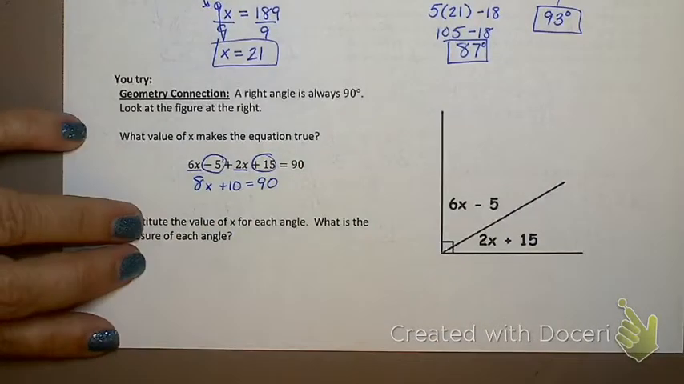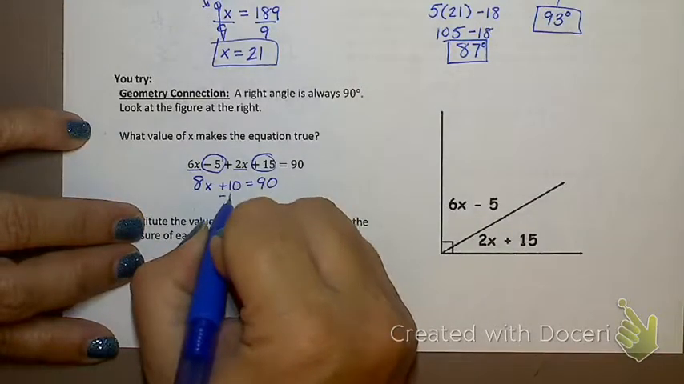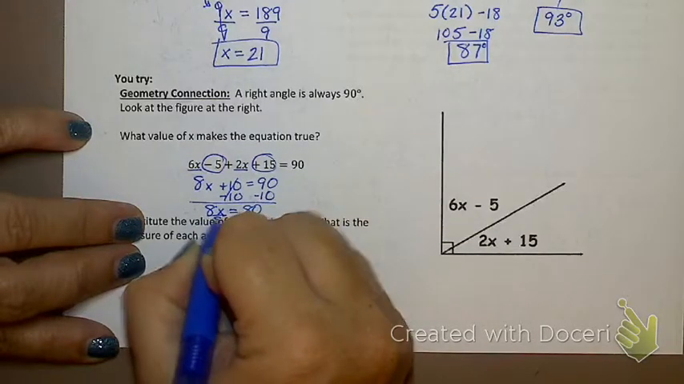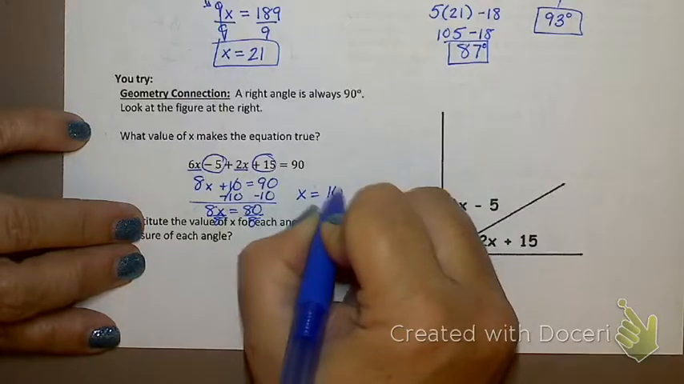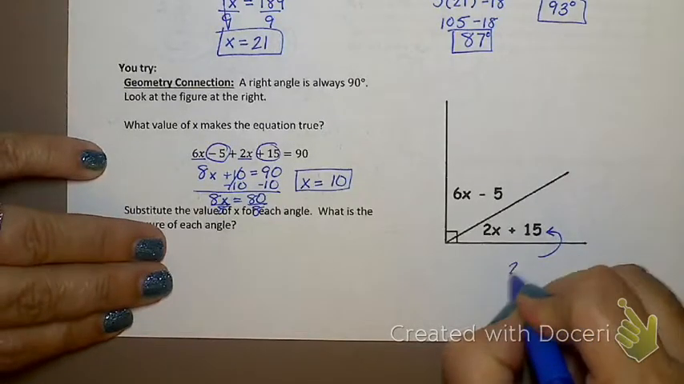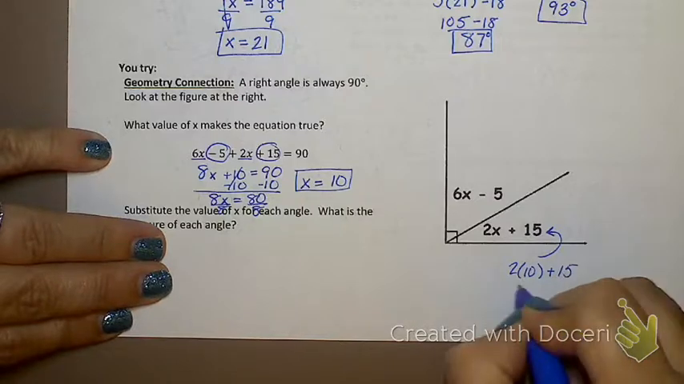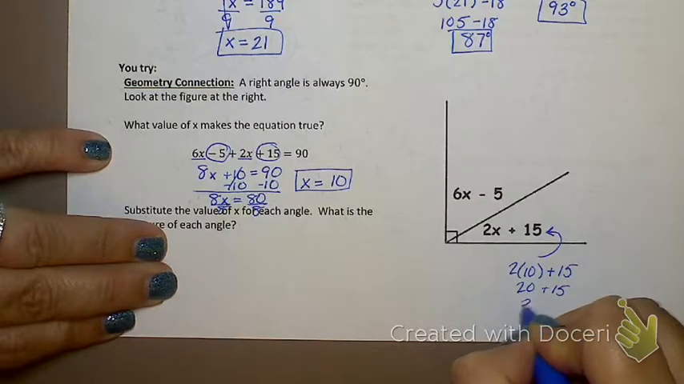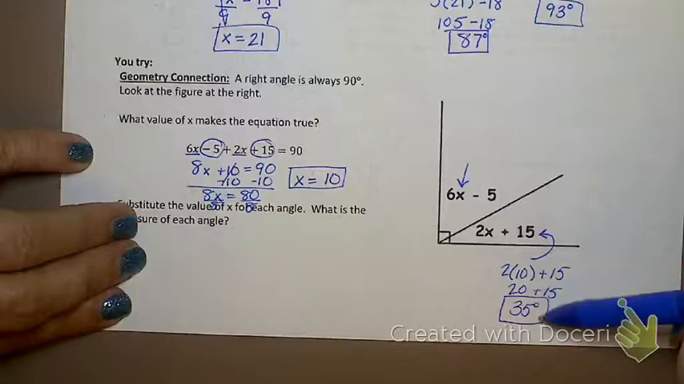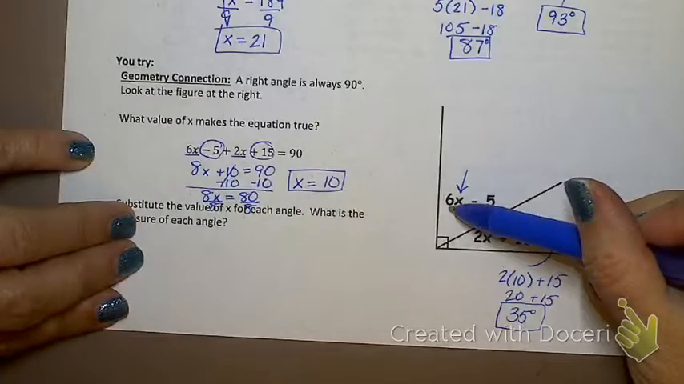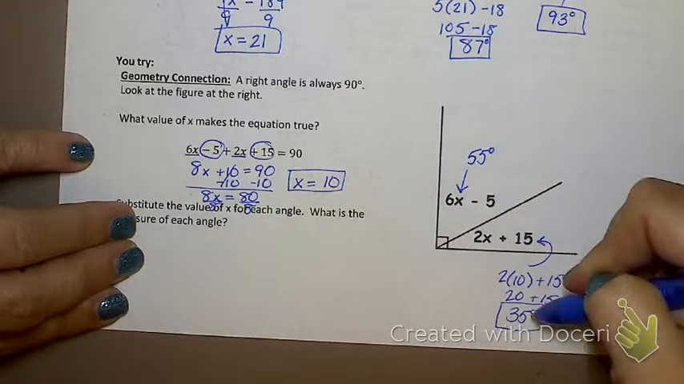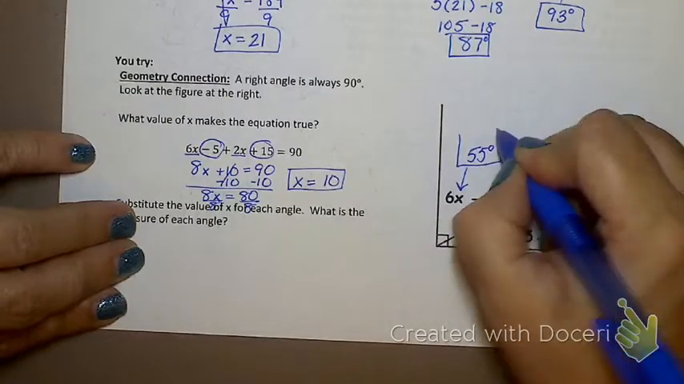So I have 8x plus 10 equals 90, right? So if I subtract 10, I have 8x equals 80. Divide by 8, and what does x equal? X equals 10. Okay? So if I plug in 10 to here, 2 times 10 plus 15, that's 20 plus 15 means that angle is what? 35 degrees. Do I need to plug 10 in here? No. I could just subtract this from what? 90. Or I could plug it in because 6 times 10 is 60 minus 5 is 55 degrees. 55 plus 35, does that equal 90? Yes. Yes, so it all checks out all around.